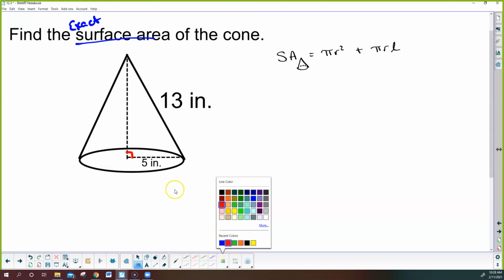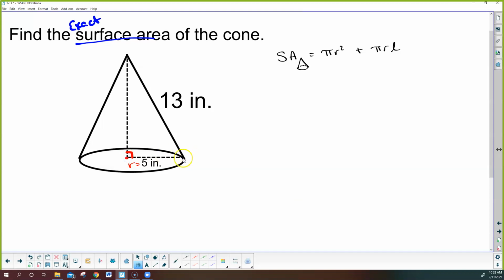All right, let's go over this one. If I look at the shape that's given, the center of the base to the rim, that's my radius, and then they give me the slant height already. So I don't need the height because the height is not part of the surface area formula. So all I have to do is take pi times the radius squared plus pi times the radius times the slant height. And since we want the exact answer, we're going to leave pi as pi. So 5 squared is 25, so this will be 25 pi.